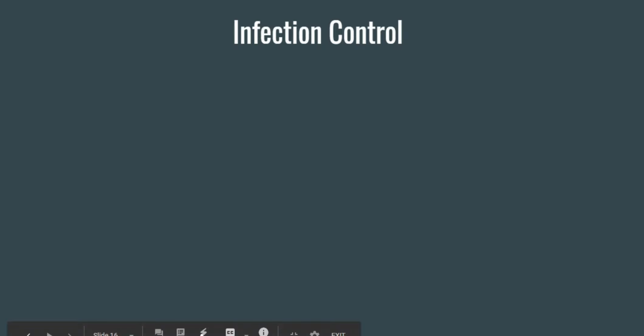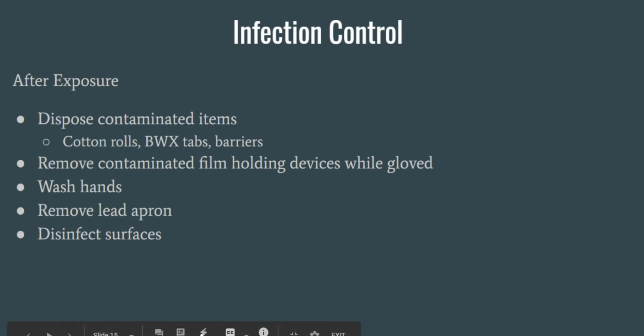Processing. After exposures, we would then move on to processing. And there are some different things we need to keep in mind when we're processing. And of course, this could be different if you are using a digital sensor. There's not as much processing because it's all done on the computer. But if you're using the PSP plates or your traditional film, these things are important to keep in mind.